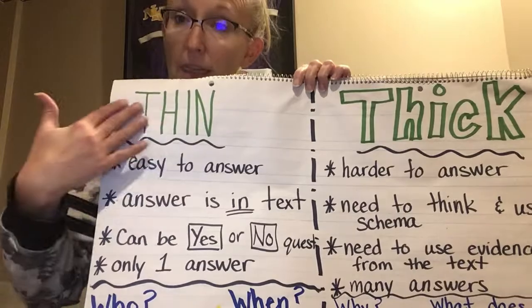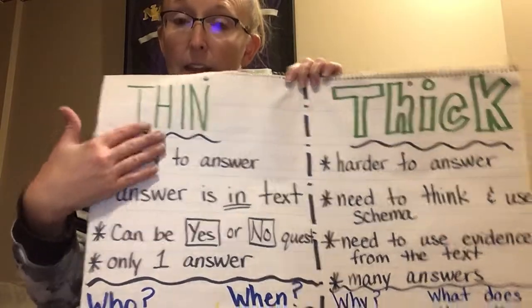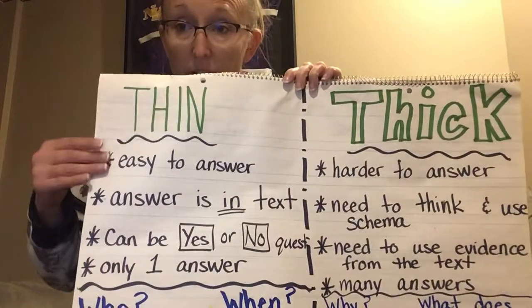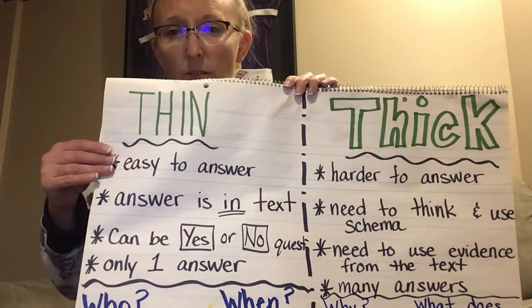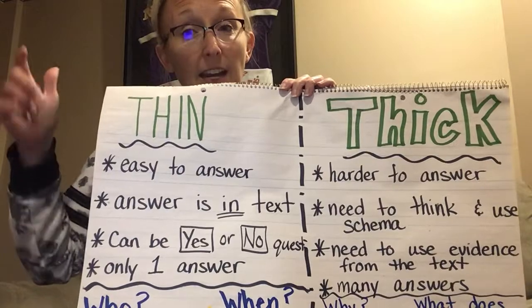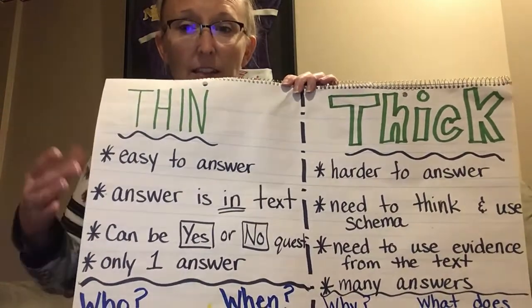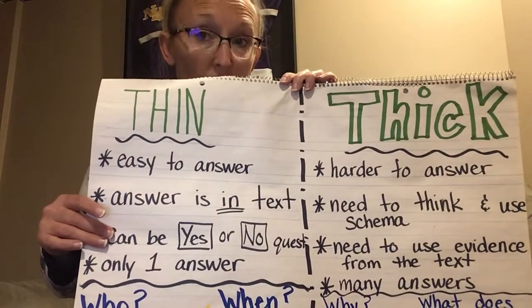You see how I wrote it very thin? I wrote the letters thin, and here I wrote the letters very thick, right? So a thin question is a question that's really easy to answer. The answer is usually right in the book. It's easy to find. It's right there. You can go in and find it. The answer could even be yes or no.